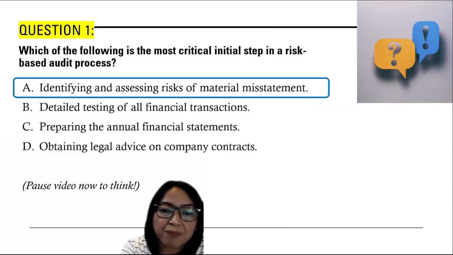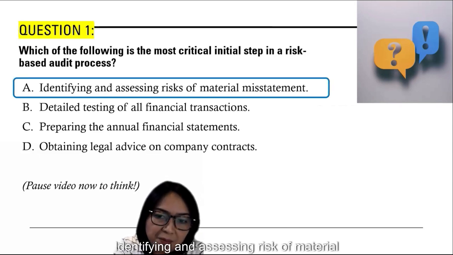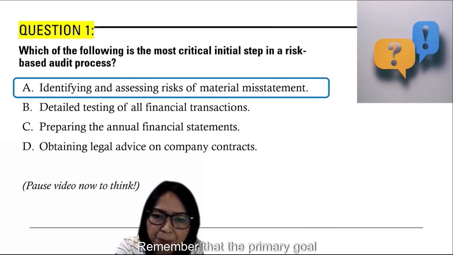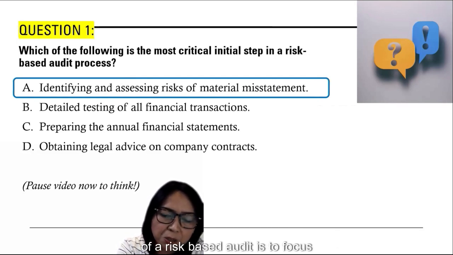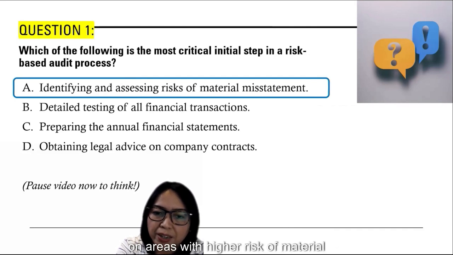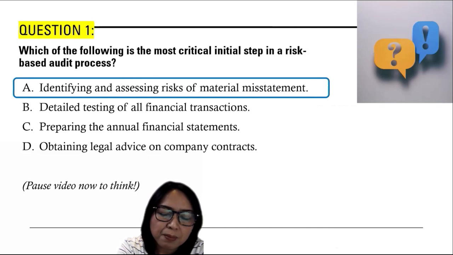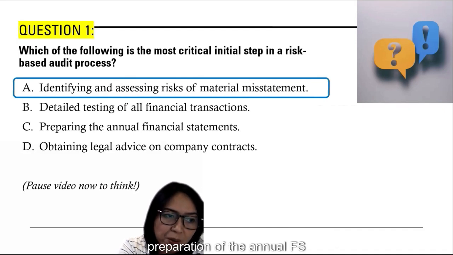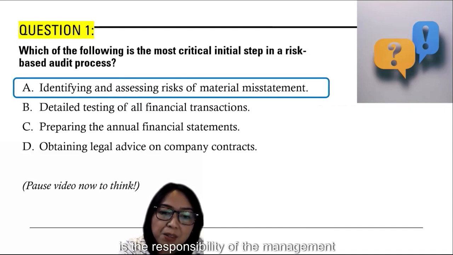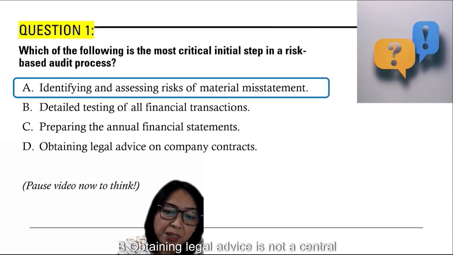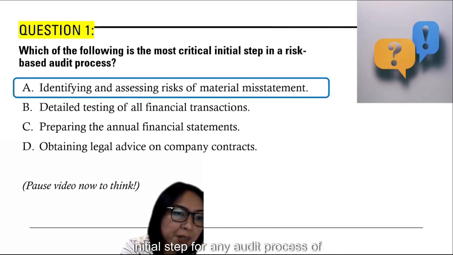The correct answer is letter A. Identifying and assessing risk of material misstatements. Remember that the primary goal of a risk-based audit is to focus audit effort on areas with higher risk of material misstatement, making this the core initial step. Detailed testing of all transactions, like in letter B, is too broad. Financial statement preparation in letter C is management's responsibility. Remember, preparation of the annual FS is the responsibility of the management. And letter D, obtaining legal advice, is not a central initial step for any audit process overview.